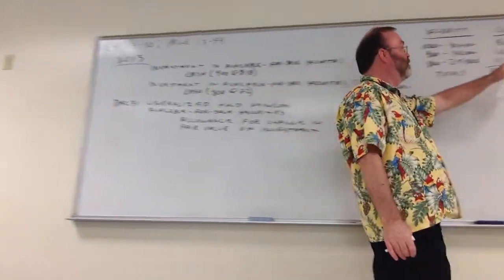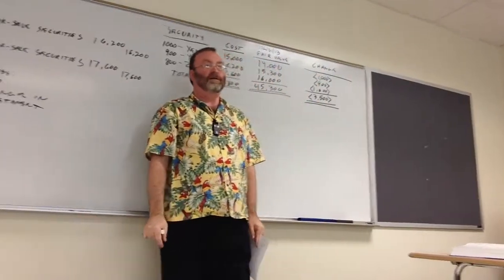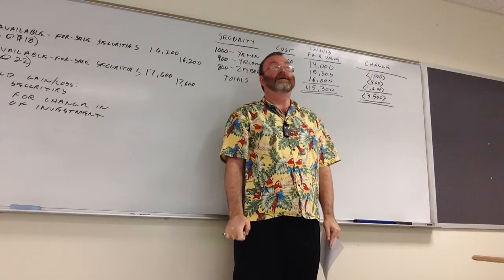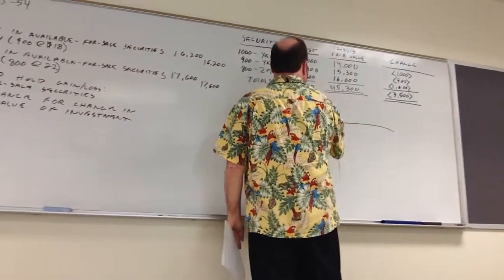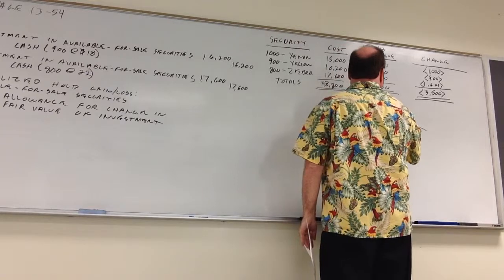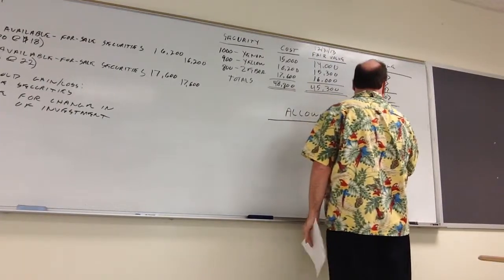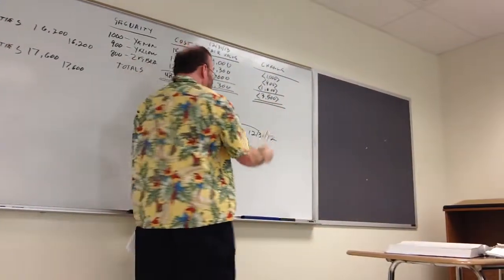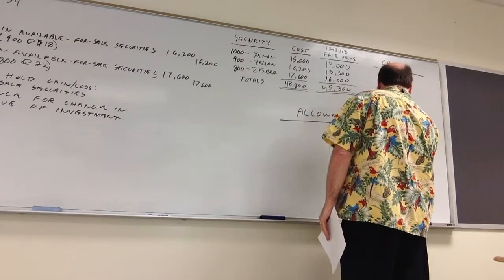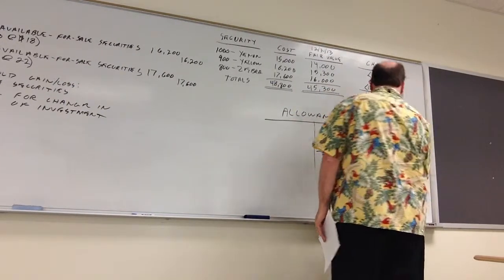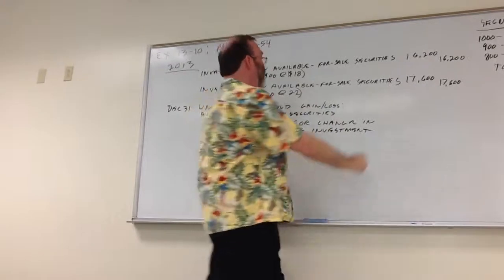Now don't look at this. Just focus on this. But what happened at the end of 2012? We had a balance in the allowance account. So if I do a T account, it had a credit balance of $2,000 in it at 12/31/2012. We now need a $3,500 balance at 12/31/13. So how do we get from one to the other? Exactly.